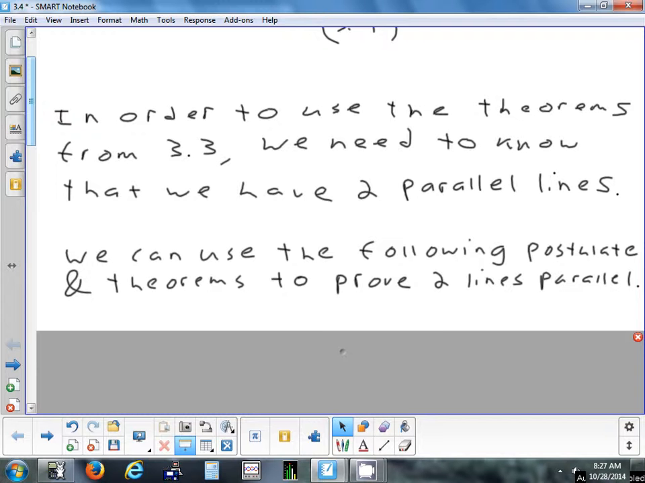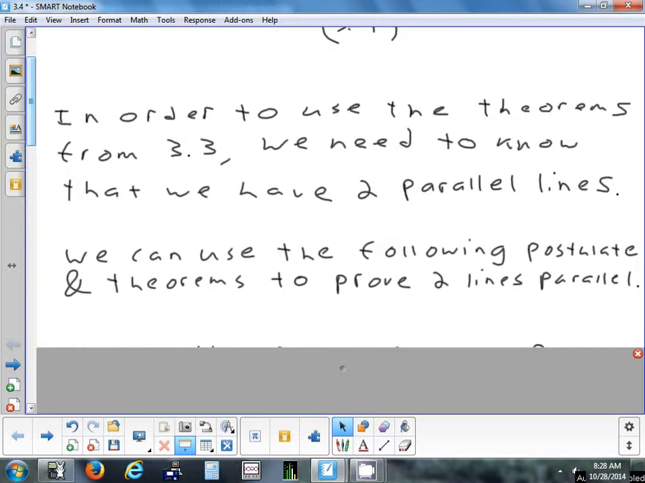Somebody just remind me quickly, what's the difference between a postulate and a theorem? Jacob? Postulate you don't have to prove. Okay, what about a theorem? Yeah, a theorem you do have to prove. So if I ever ask you on a test at some point, do you have to prove a theorem? You would explain, yes, theorems are proven using postulates, and other theorems as well.